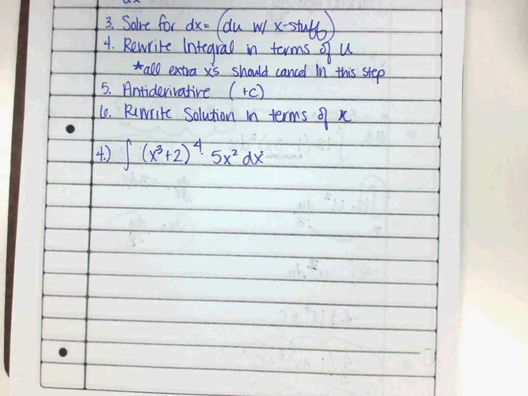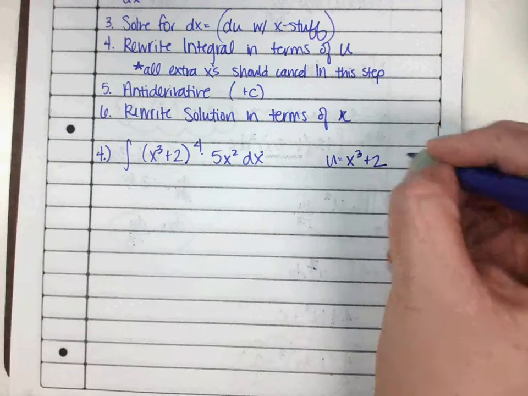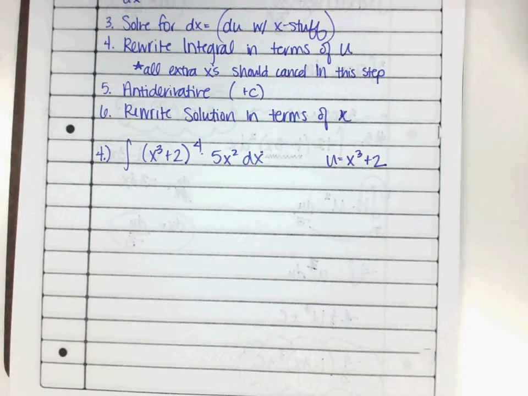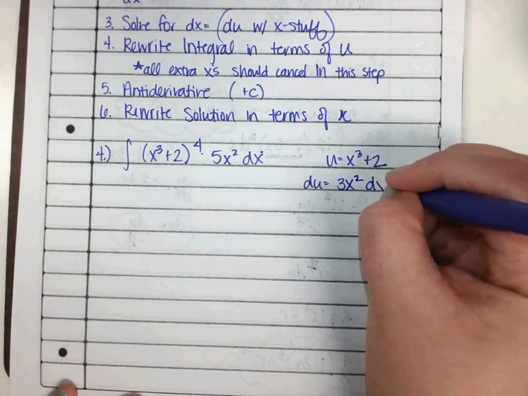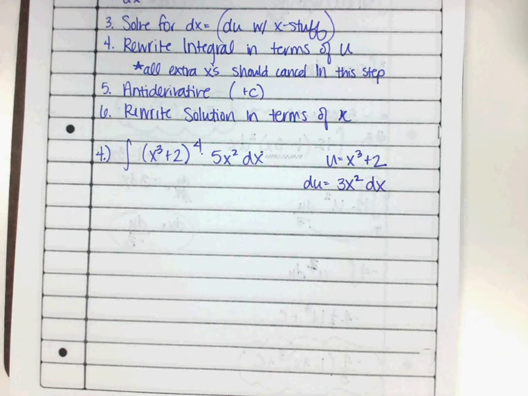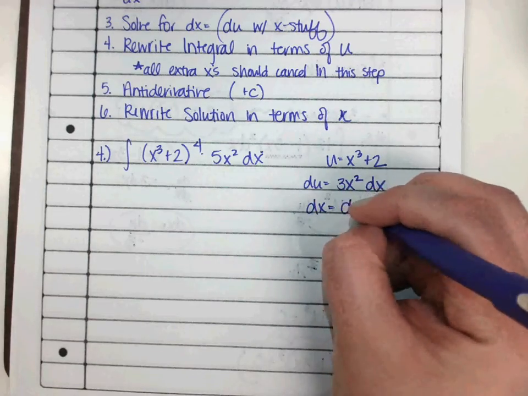Okay, your derivative of this, the 2 should go away, because remember when you take the derivative of a constant, it zeroes out. So your du should have been 3x squared. And then I'm just going to move my dx over now. You can write it at the bottom and move it if you want. Then when I solve for dx, it's equal to what? Du over 3x squared.